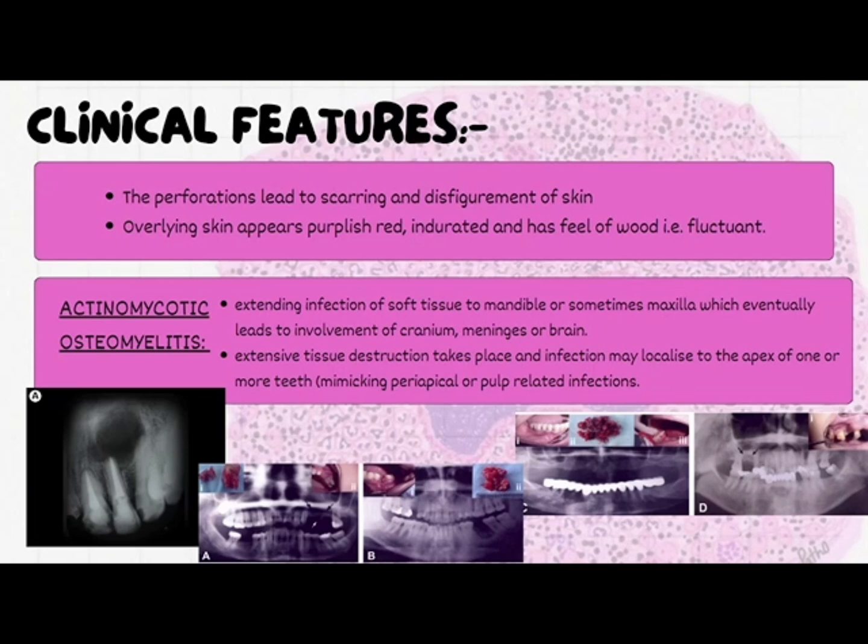The perforation leads to scarring and disfigurement of skin. The overlying skin appears purplish red, indurated, and has the feel of wood. All these features together can be called the fluctuant features of the actinomycotic infection.